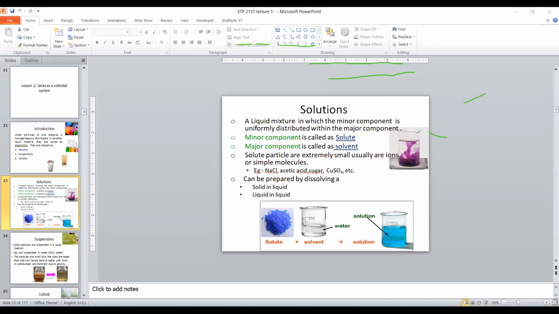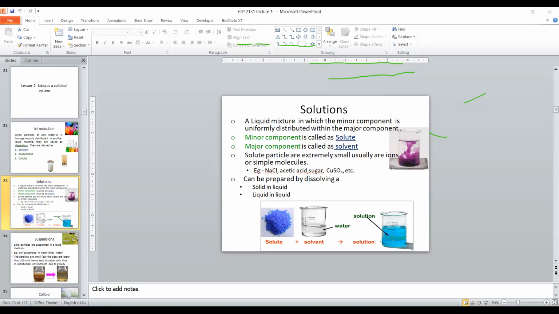Either you can dissolve a solid in a liquid, like sodium chloride in water, copper sulfate in water, sugar in water. All are solutions. A liquid can also be dispersed in another liquid, such as acetic acid, vinegar, ammonia, what else? Lime juice. So all these are liquids and they are solutions. So you can make a solution out of a solid dissolving in a liquid or a liquid dissolving in another liquid.